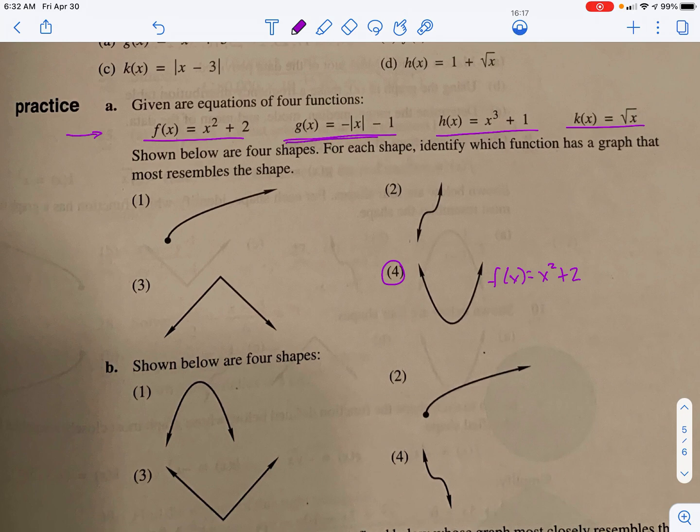Let's look at this next one up here. G of x equals negative the absolute value of x minus 1. So anytime you see an absolute value sign in there, we know that we're looking at this one that also has a change in direction, but at a very specific point, and then continues on in the other direction the same way as the other side of your graph. So number 3 is going to be the absolute value function up there, which looks like this.